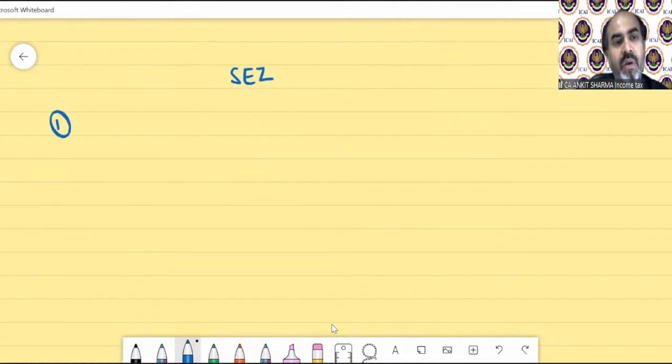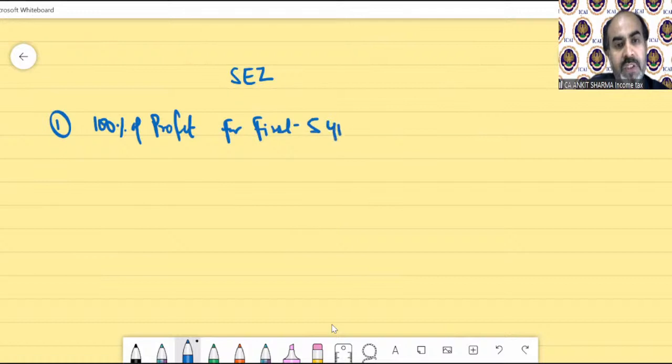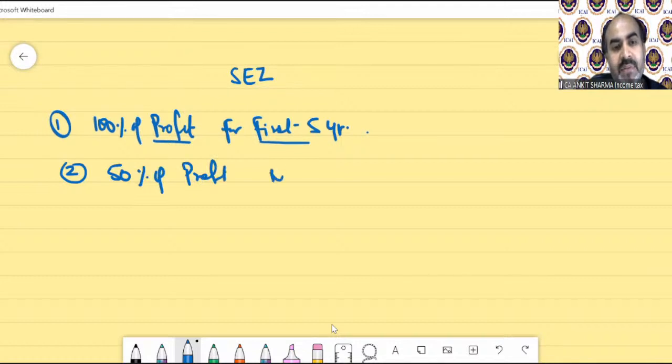first, 100% of profit for first 5 years. So for the first 5 years, whatever profit you earn, how to calculate profit is a separate formula, I will tell you later. Whatever profit you earn, you can exempt 100% of profit under section 10AA deduction for the first 5 years of business. In the next 5 years, you can take deduction of 50% of your profit.